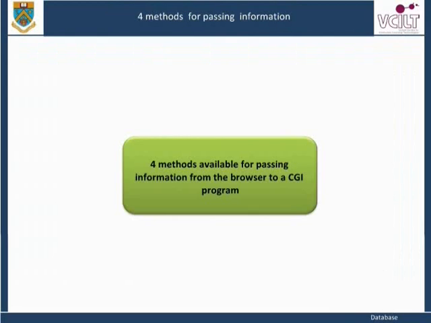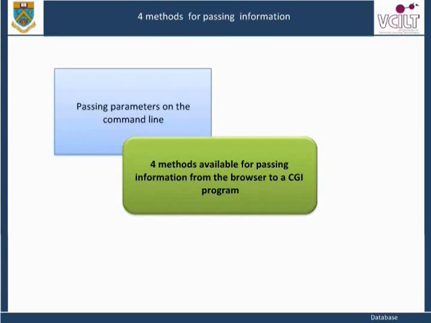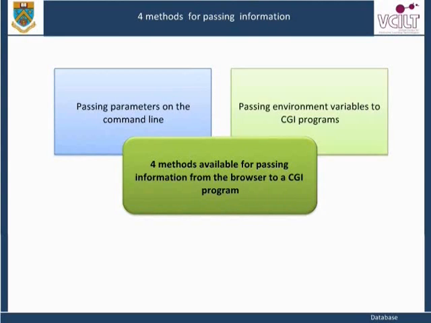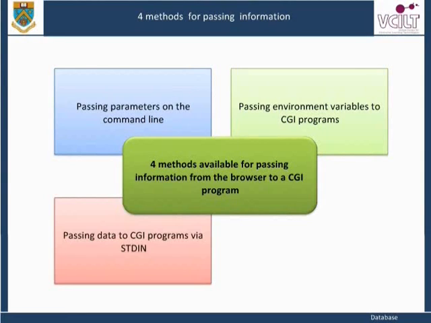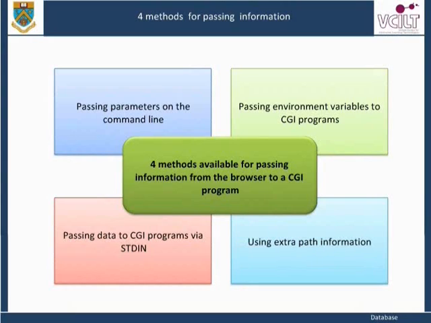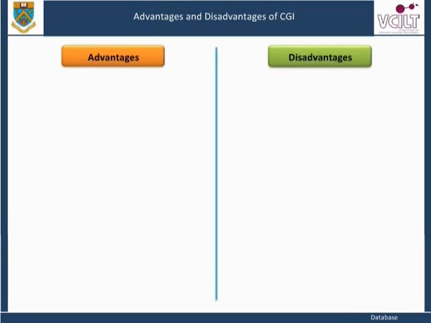Primarily, there are 4 methods available for passing information from the browser to a CGI program. In this way, client's input, representing users' specific requirements, can be transmitted to the program for actions. Passing parameters on the command line. Passing environment variables to CGI programs. Passing data to CGI programs via STDIN. Using extra path information.